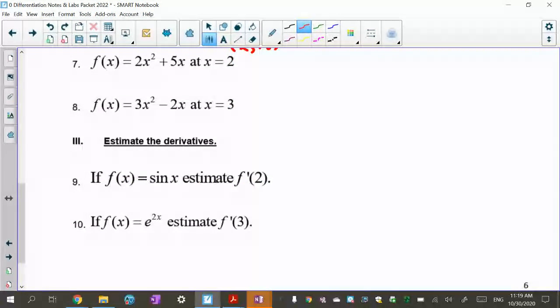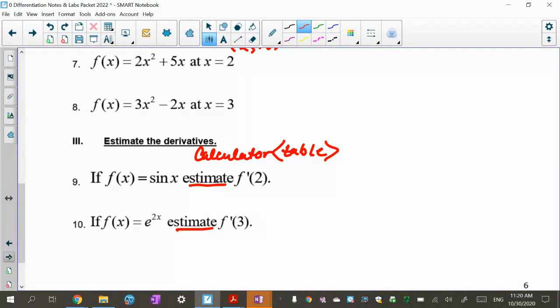For 9 and 10, when it says estimate, you're going to use your calculator or a table on your calculator, and then you're going to actually plug in the difference quotient and use your table to estimate. So notice the word estimate. There's no algebra with these two, so that's what you're going to do on those two.